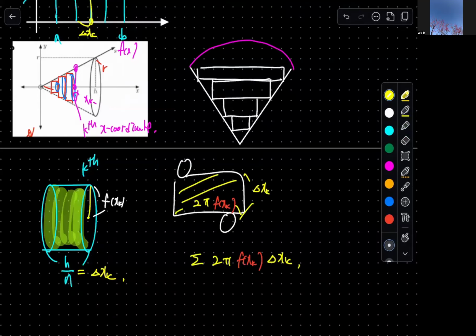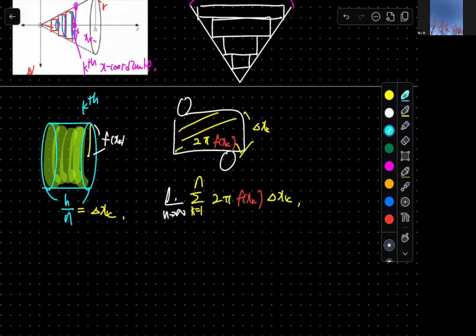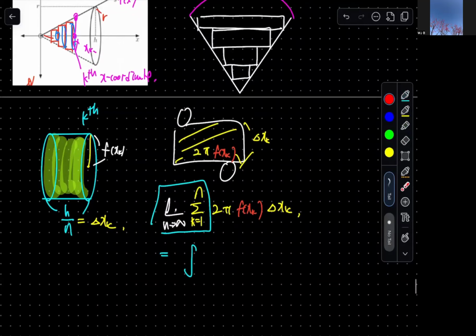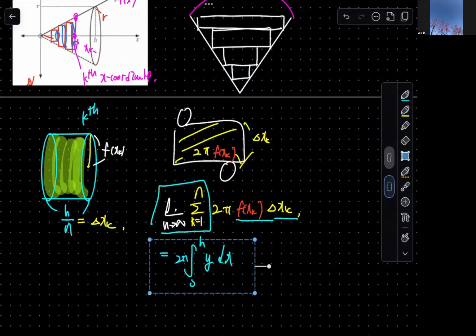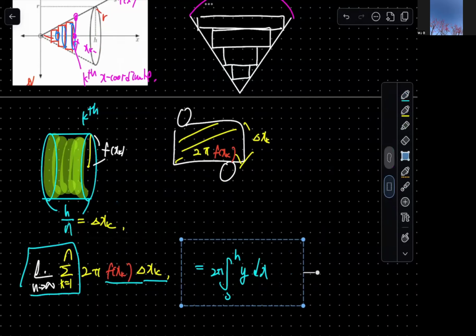So I'm going to add from my first cylinder to the nth cylinder, and to make the approximation better, I will send n to infinity. If I do, what happens? This infinite sum will be representing the integral symbol, and I'm going to integrate, in our case, from 0 to h. I do have that 2 pi, and I'm going to replace the function with just y, and delta xk I'll call dx. This is my claim representing the surface area formula of the revolution.